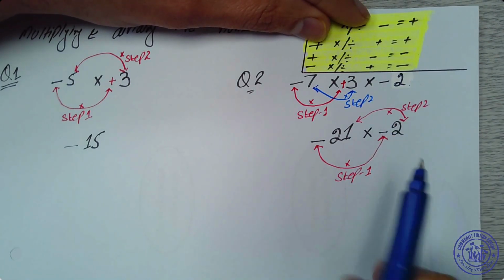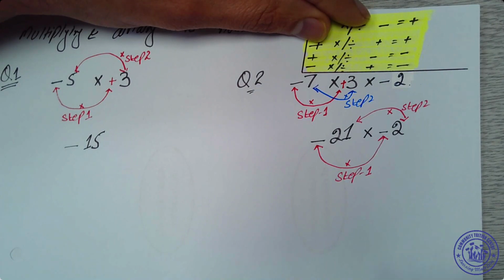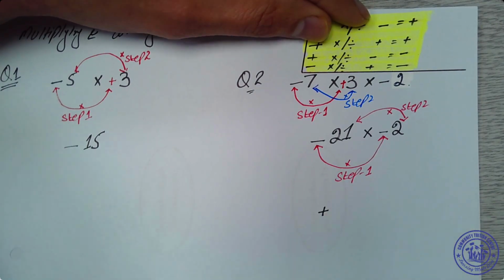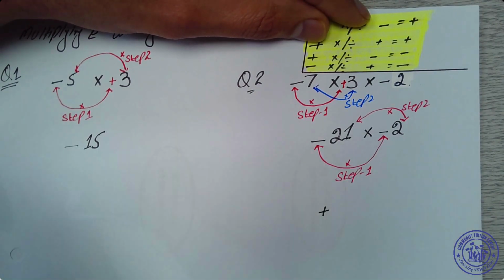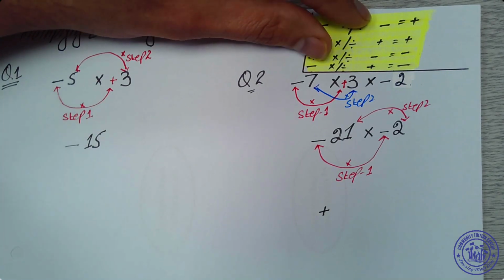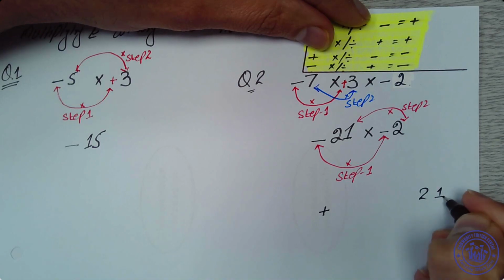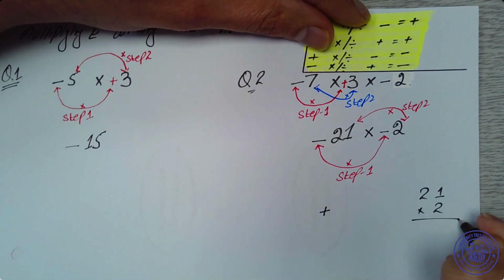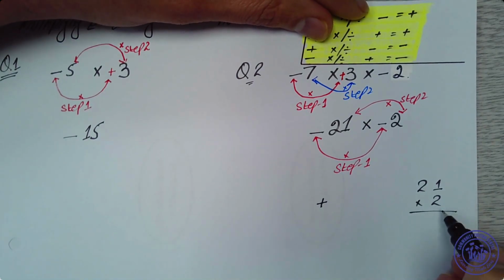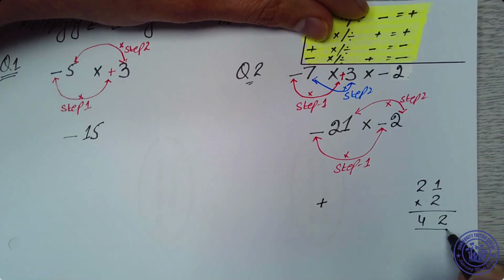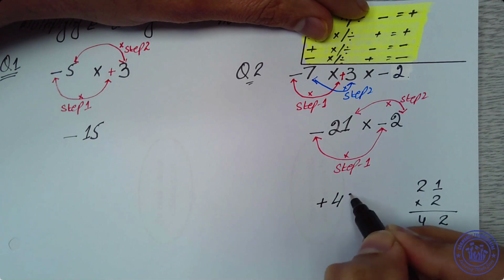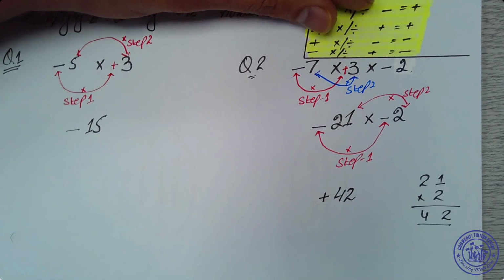So if I multiply these 2 signs, the outcome is a positive sign. Now 21 times 2. I know what 21 times 2 is, but if you don't, then make sure you do your long multiplication, which is 21 times 2. So if you do your long multiplication, it will be 2 times 1 is 2, and then 2 times 2 is 4. So your answer is positive 42.